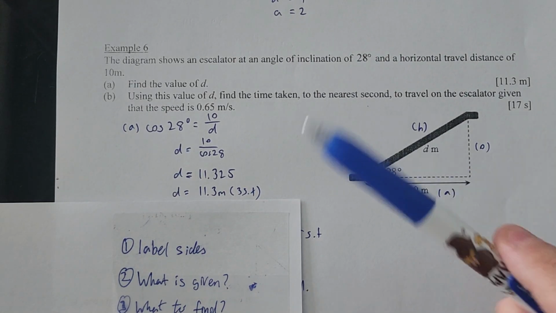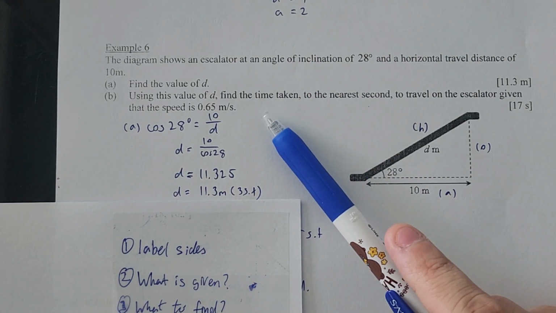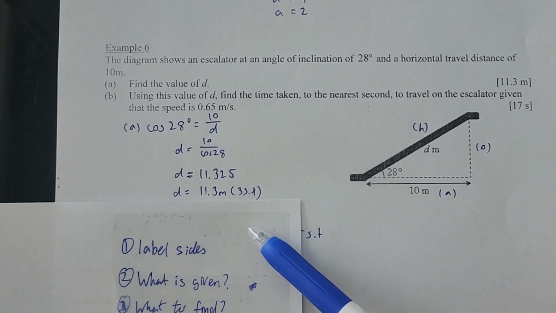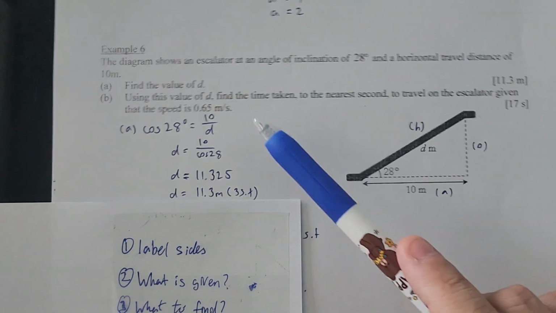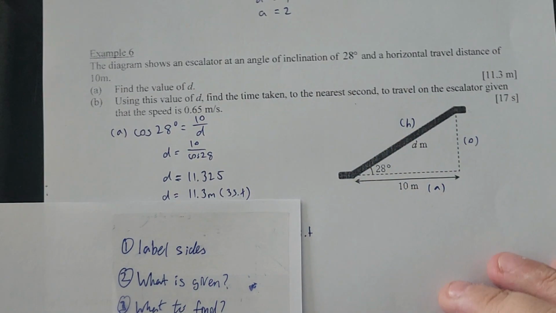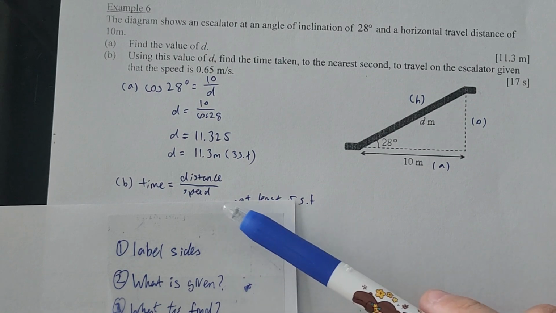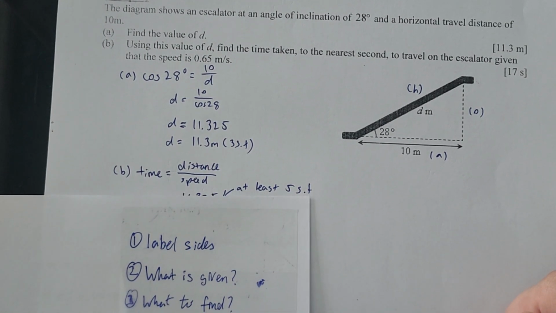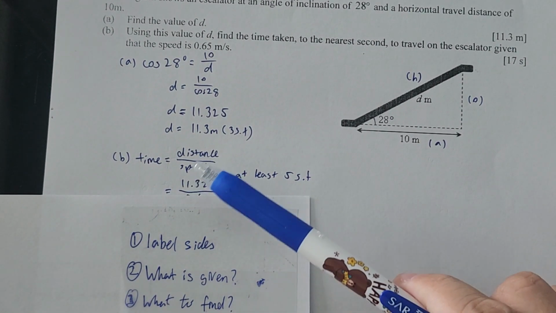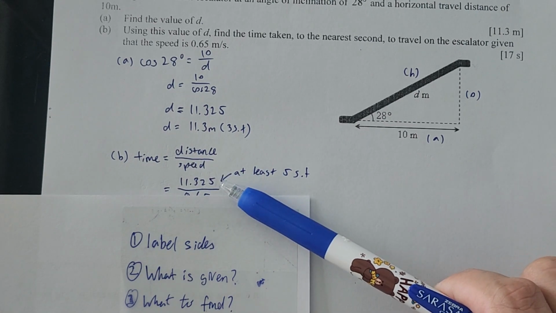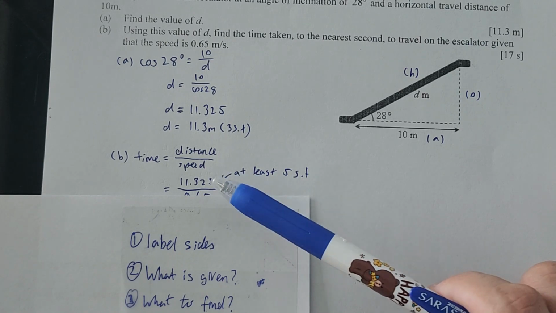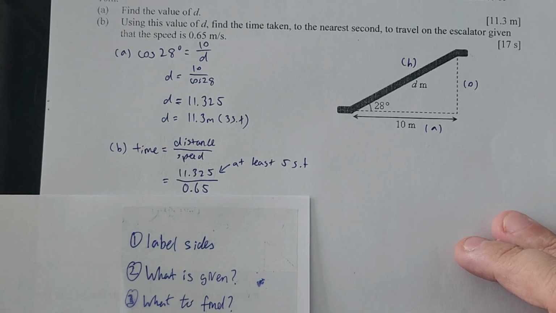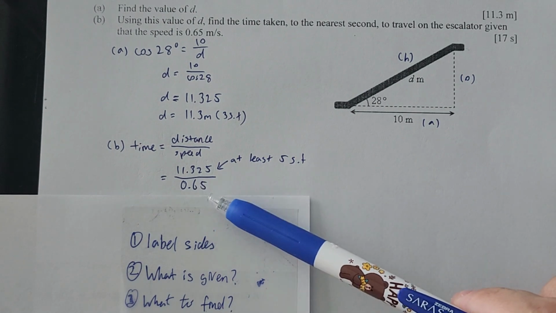Then the next question actually has nothing to do with trigo. Using this value of D, this is my distance, my length of the escalator. They give me the speed, and they ask me for the time. So time is distance over speed. The distance is the D, so in this case, take note, I use 11.325. Cannot use 11.3. Emphasize again, cannot use 11.3, have to use 11.325, divided by the speed given by the question.